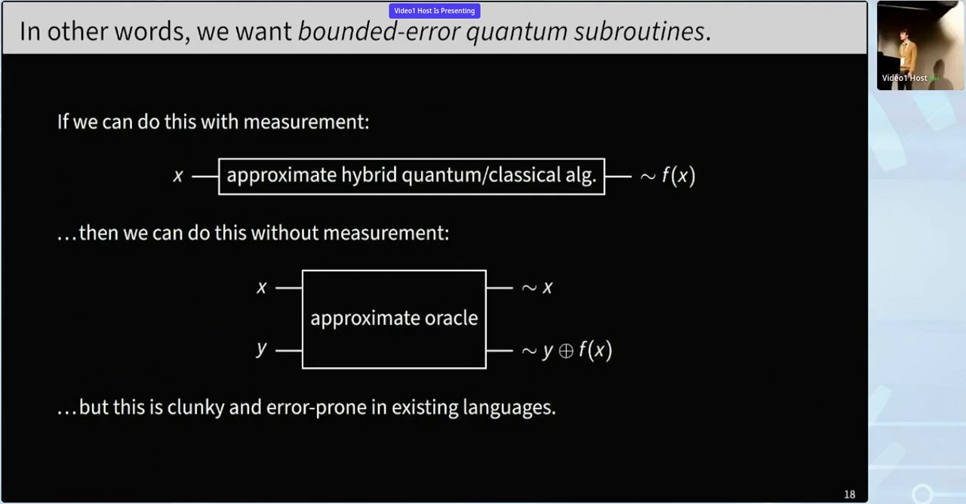classical aspects that approximate f of x given x. Then you can convert it into this nice reversible form that matches the form that we need for the algorithm. But actually doing this conversion is not trivial in existing languages. It's not particularly difficult, it's just tedious, and it really feels like something that the compiler should be doing for you and it should be built into the language semantics.